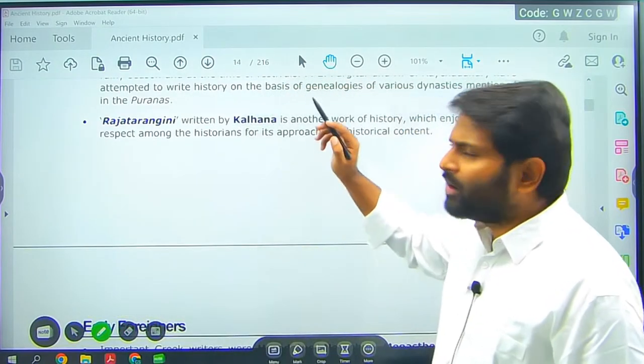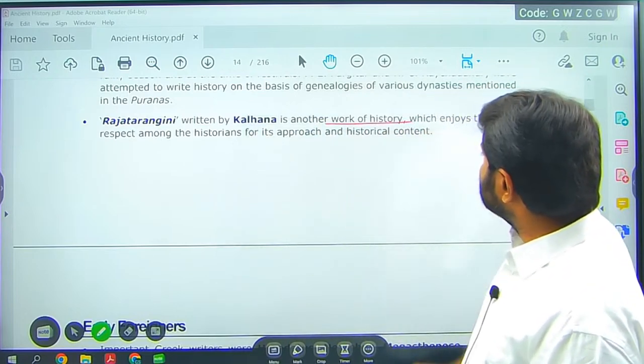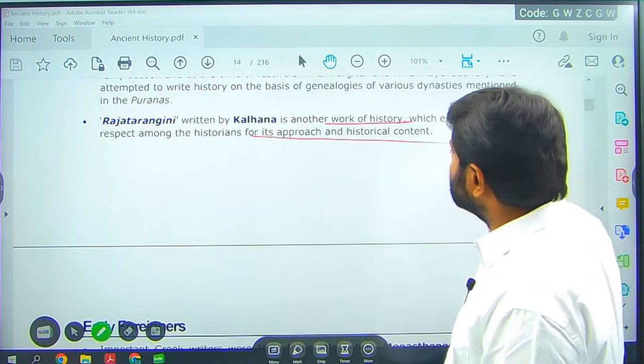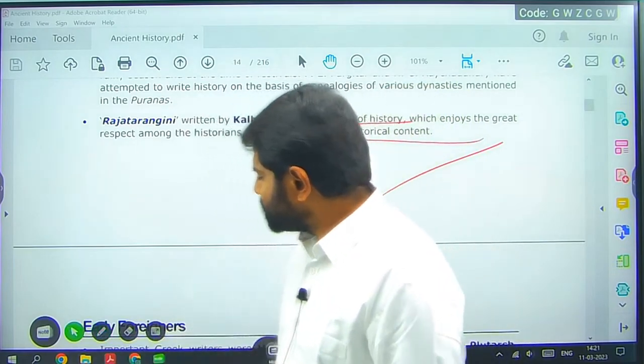Rajatarangini by Kalhana. Kalhana, Rajatarangini. Another work of history which enjoys great respect among historians for its historical content, especially for ancient times, is Kalhana's Rajatarangini.